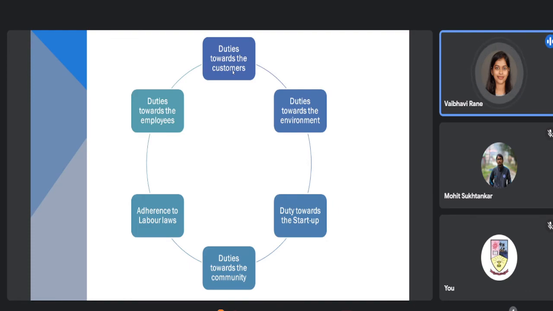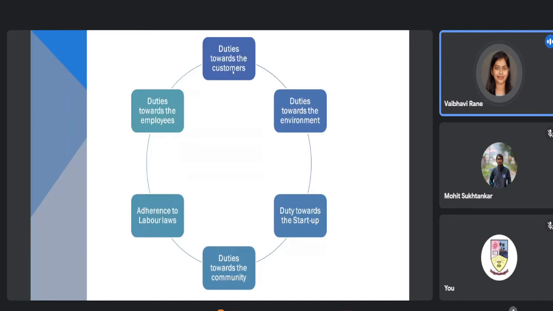The next is your duty towards the startup. When we speak about duty towards the startup, all the people who are working in your startup, your personal interests, must be kept separate from your startup. You do not try to further your own motives or your own agenda. Your startup is a separate entity. So that is your duty towards your startup, and then duty towards your community.